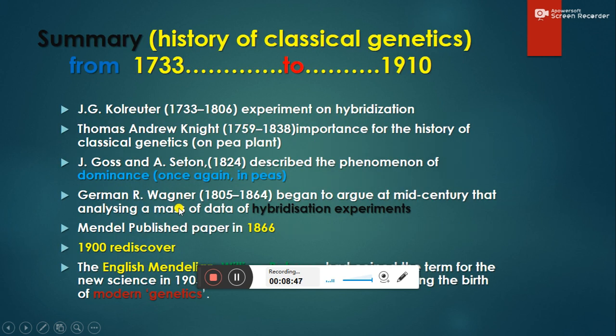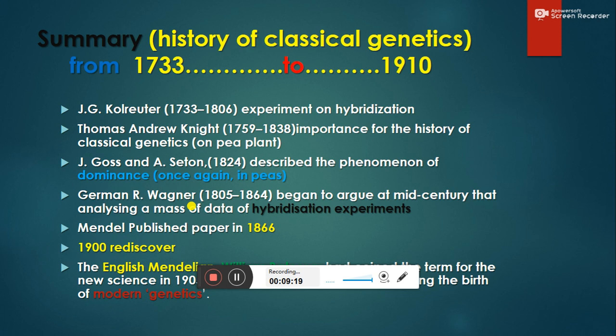So it is all about the history of classical genetics. At the end, we present a summary history of classical genetics from 1733 to 1910. J. G. Kölreuter, 1733 to 1806, performed experiments on hybridization. Thomas Andrew Knight, 1759 to 1839, worked on the pea plant, which is important for the history of classical genetics. J. Goss and A. Seton in 1824 described the phenomenon of dominance, once again in pea.